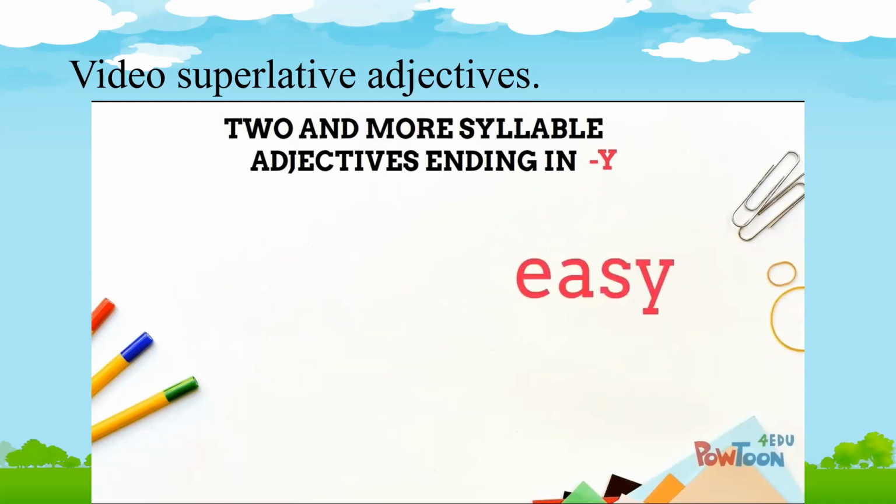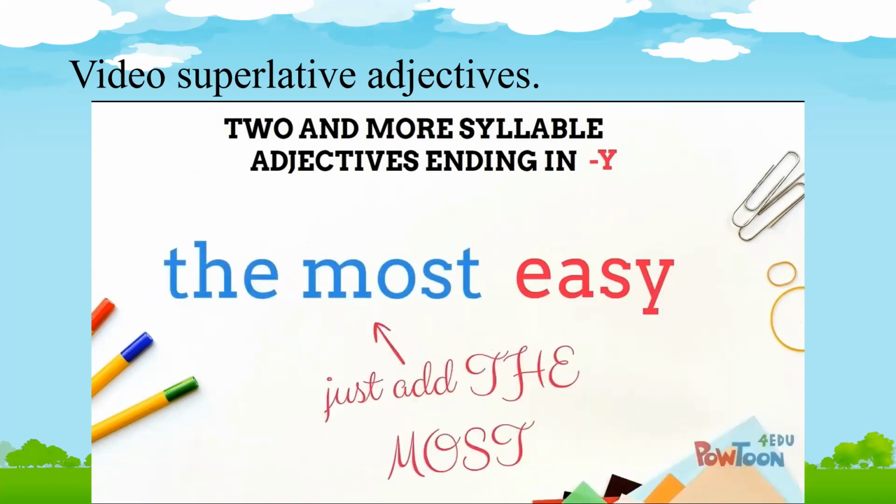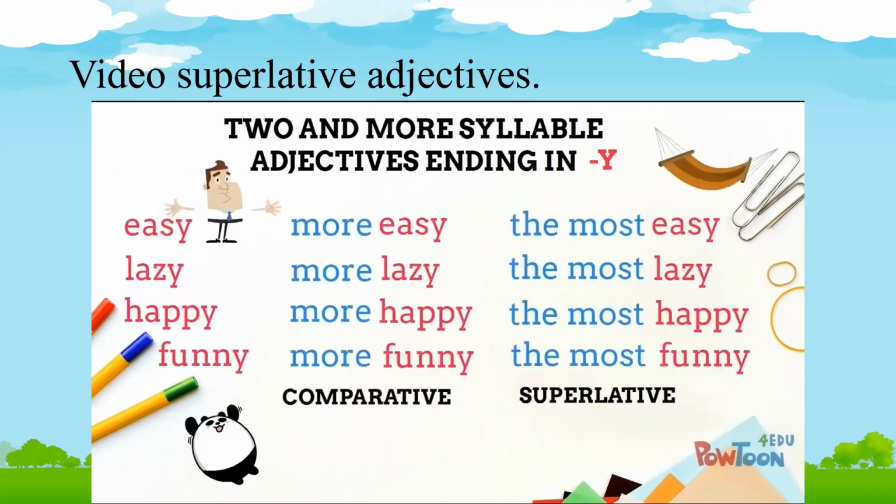But there is another way. Two and more syllable adjectives ending in y can also make their superlative form with the help of the most before the adjective. For example, the most easy; more easy, the most easy; more lazy, the most lazy; more happy, the most happy; more funny, the most funny.